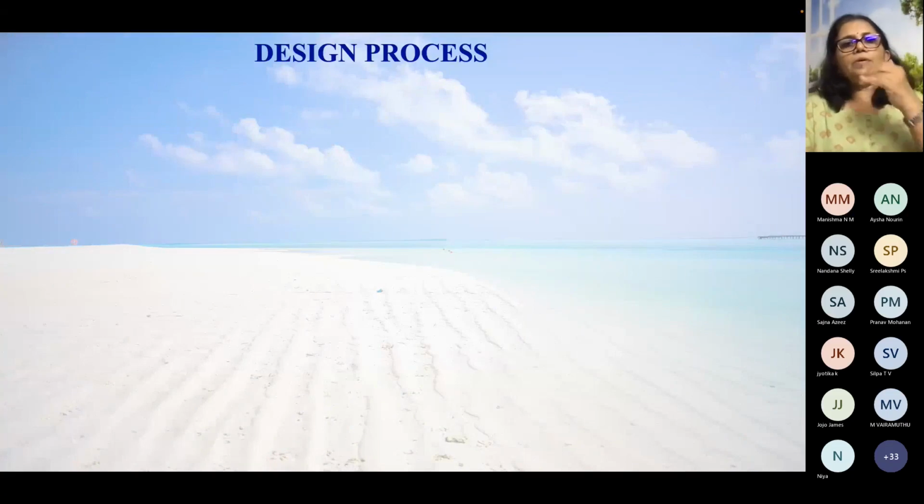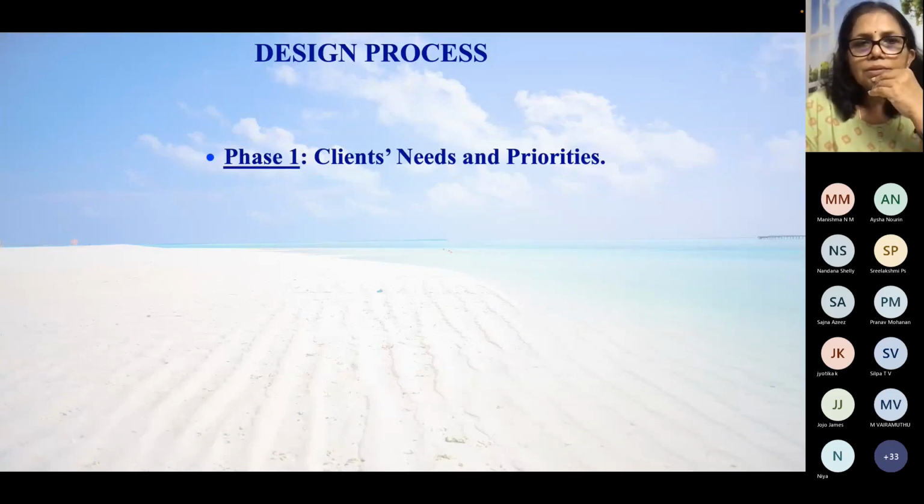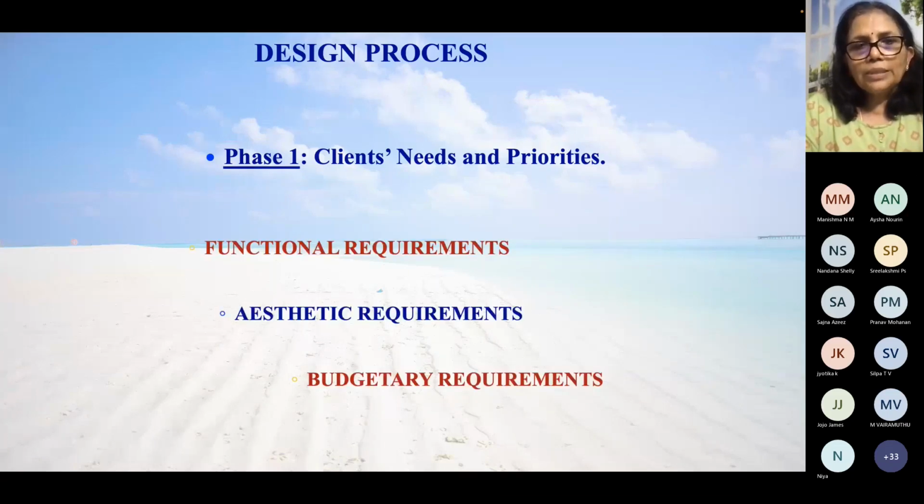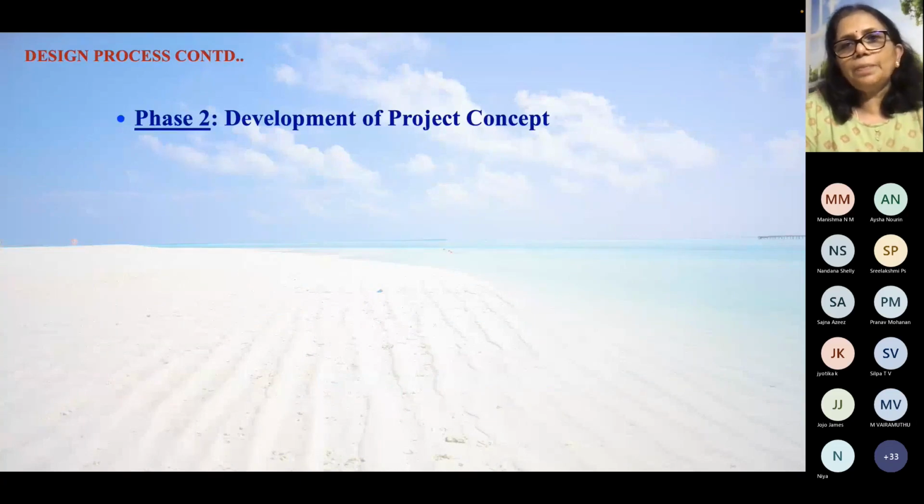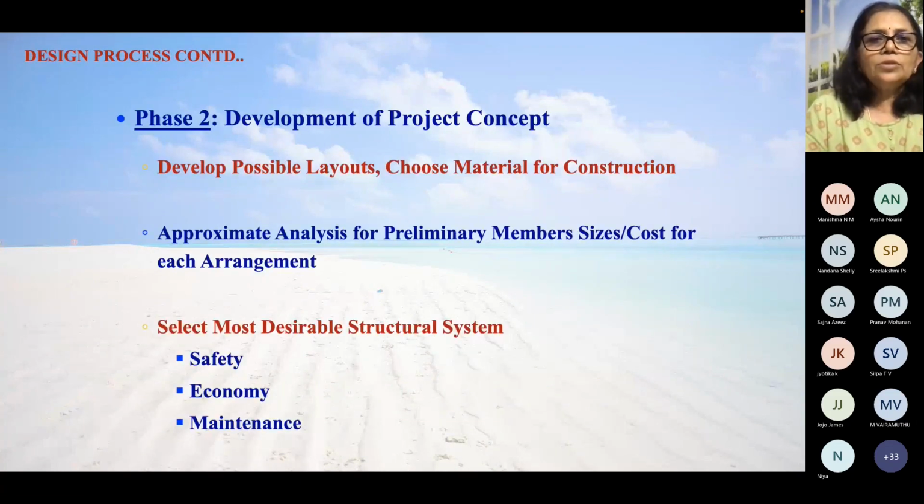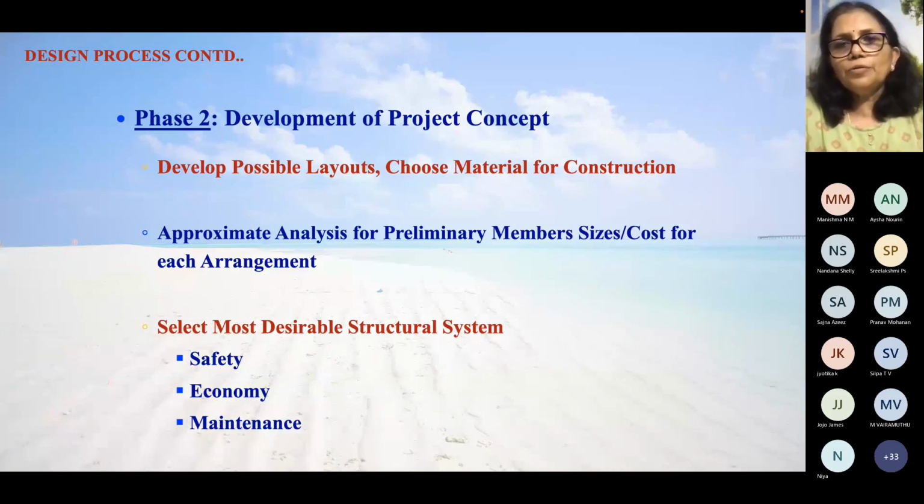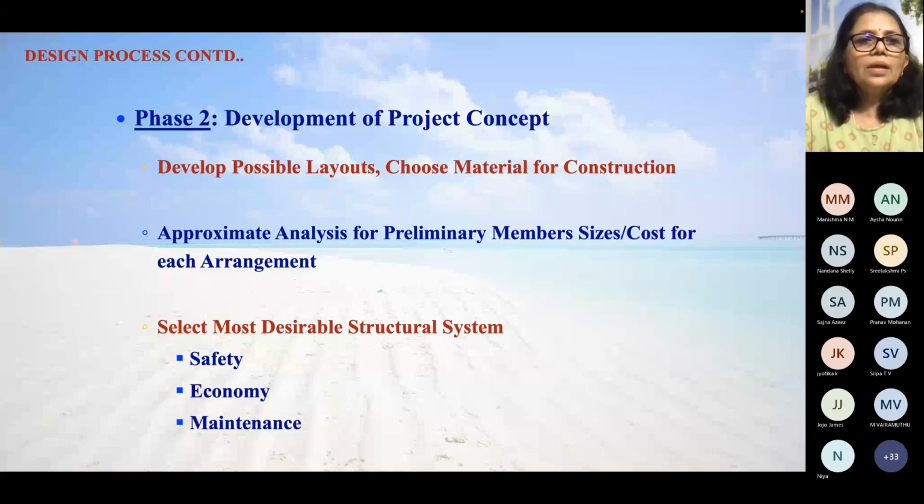So coming to the design process, in phase one, you should know the client's needs. So what are their requirements functionally, aesthetically, and based on their budget. And then you have to develop the project concept. Okay. So the possible layout you have to see, and the approximate analysis you have to do for preliminary member sizing. Then you have to select the most desirable structural system, based on safety, economy, maintenance, and other aspects. And then you design the individual system.